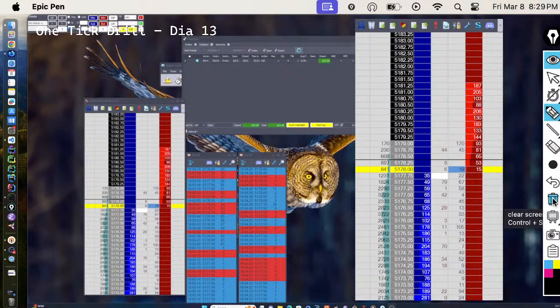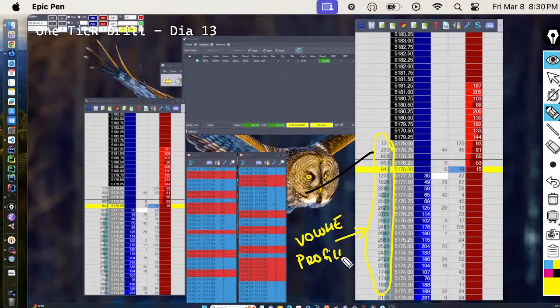If we look at the DOM, maybe I'll make it a bit thinner. What we have in each column: the first one is the volume profile. It tells you how many orders are at each price level. For example, at this 5179, there are like 170 orders that were placed in the past.